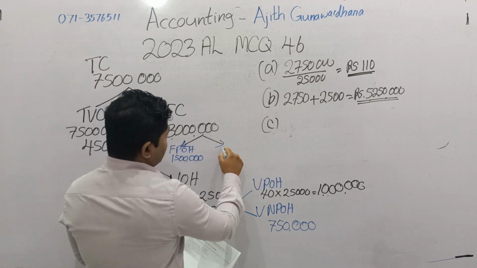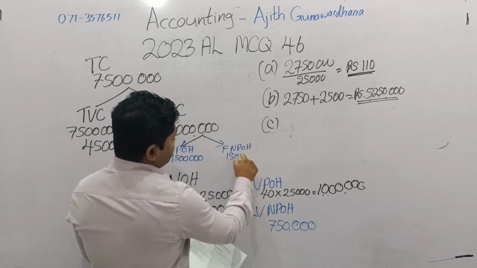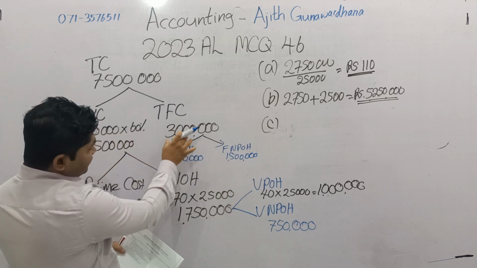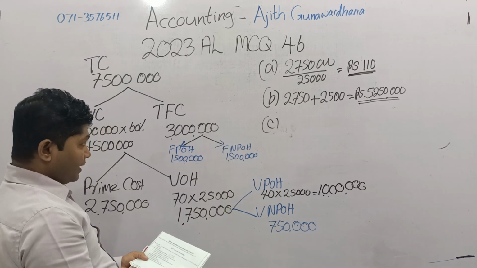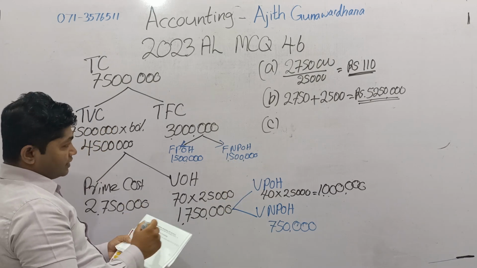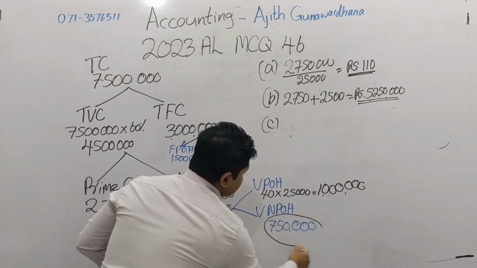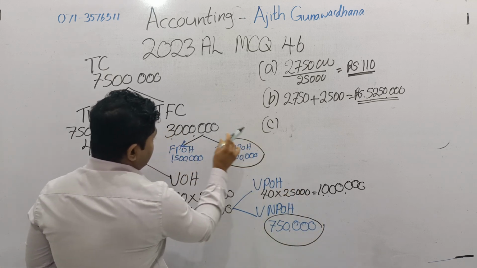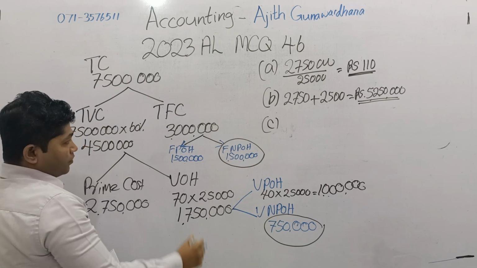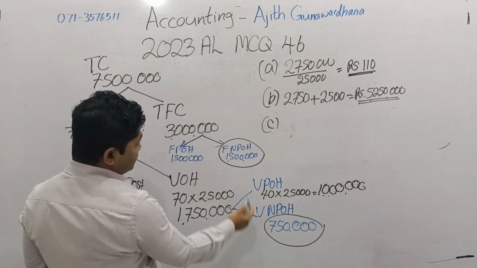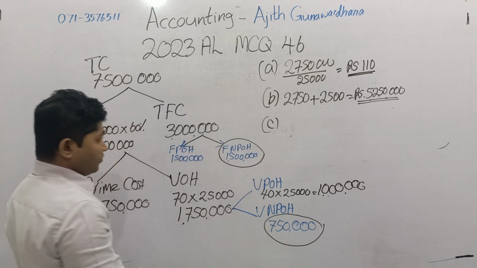The balance part, fixed non-production overhead, also equals 1.5 million. These are the fixed production overheads and fixed non-production overheads. For part C, they ask for total non-production overheads. Non-production overhead can also be divided into two parts: fixed non-production overheads as well as variable non-production overheads.